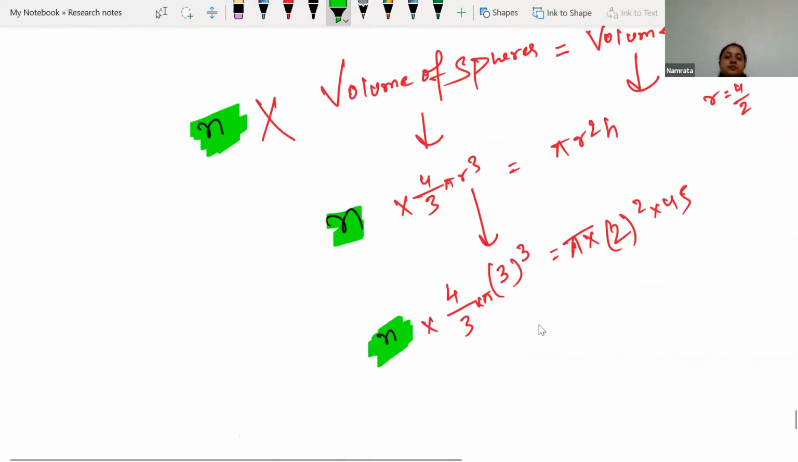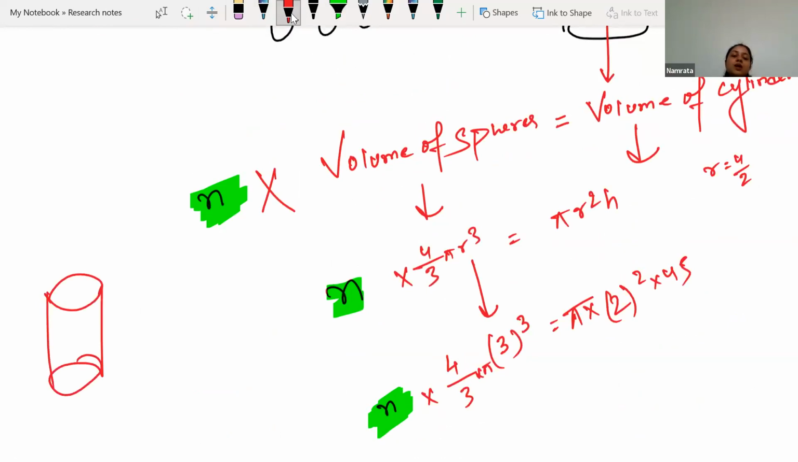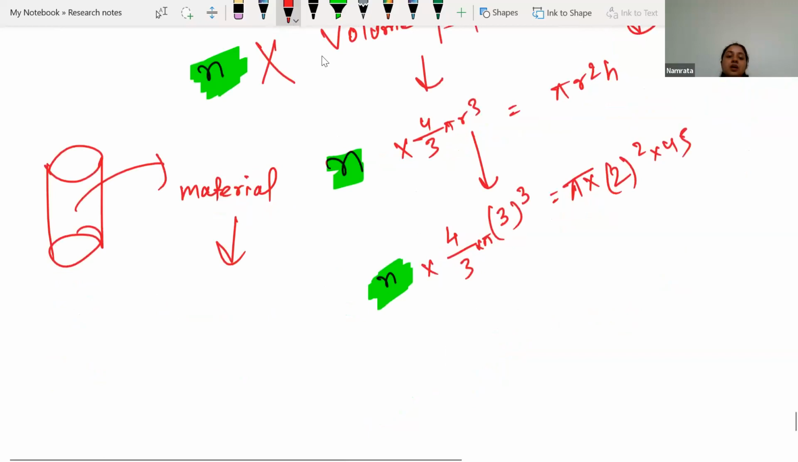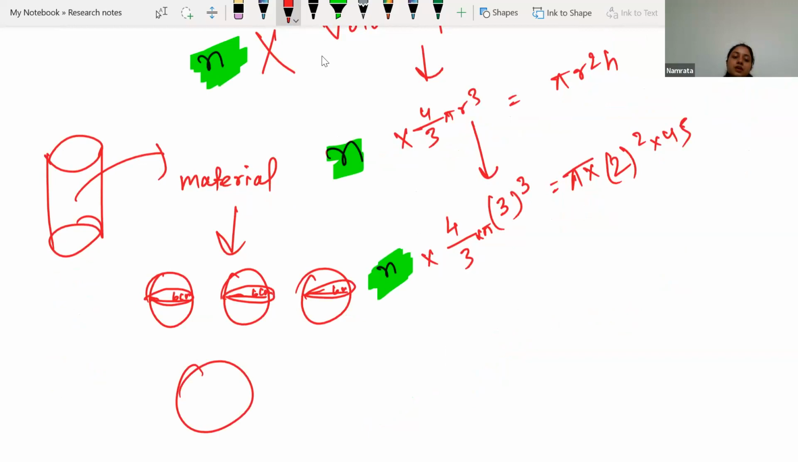How many spheres can we make, each of 6 centimeter? We have a cylinder and we are melting it down. Once we get the material, we use that material to make the spheres. Sphere, sphere, sphere, each of diameter 6 centimeter. Here also diameter 6 centimeter. Here also diameter 6 centimeter. One more sphere of diameter 6 centimeter. How many spheres? We don't know.